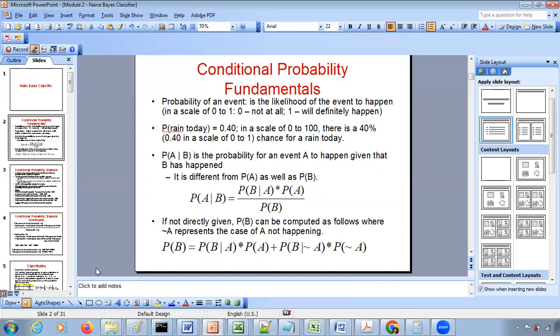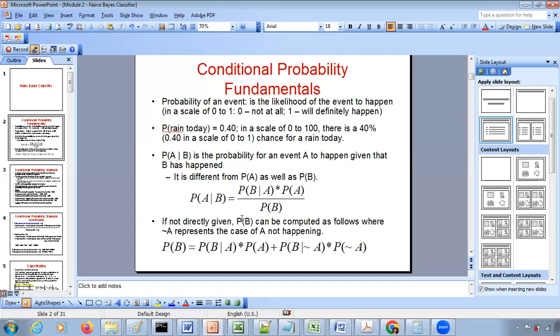Now there's a formula to compute the probability of A given B. It is probability of B given A times probability of A, divided by the probability of B.